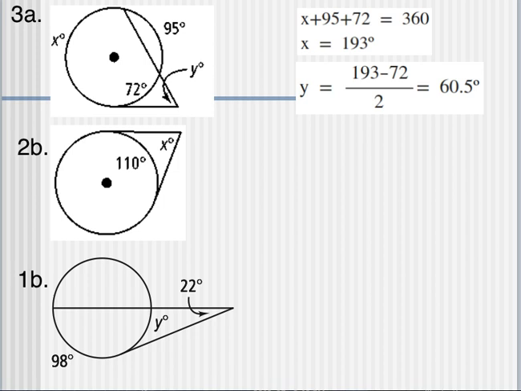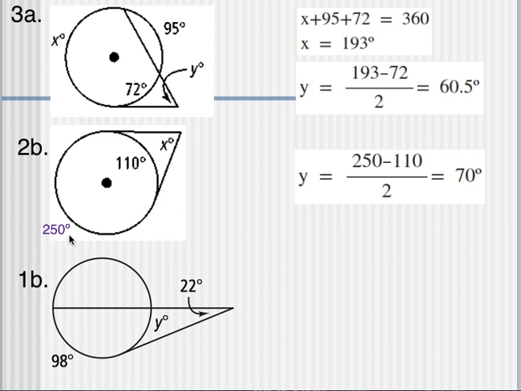You could use a similar process to solve 2b. So you could say, well, if this whole circle is 360, I could just subtract 110 and get that the whole rest of the circle has a measure of 250 degrees. And that's my outside arc. I could do arc minus arc all over 2. Y equals 70.